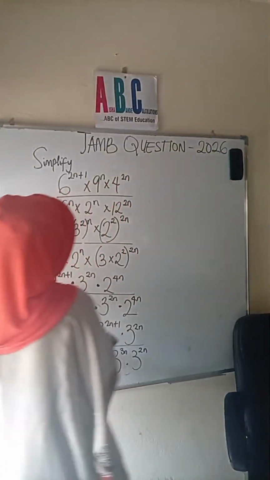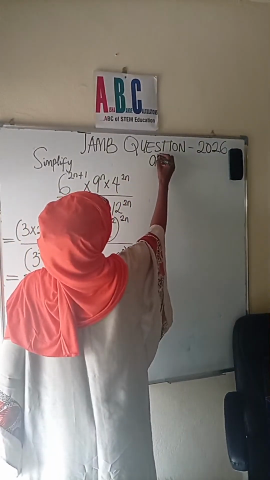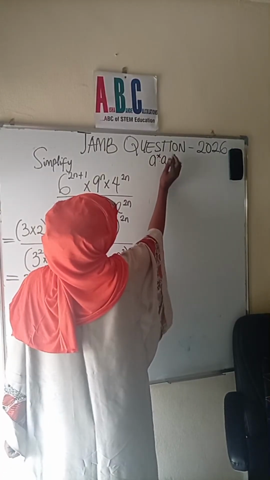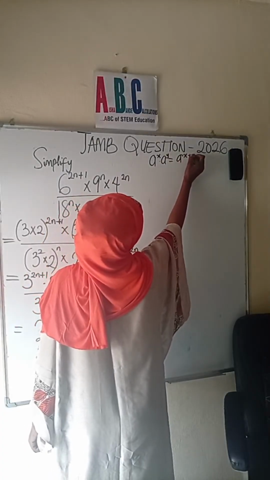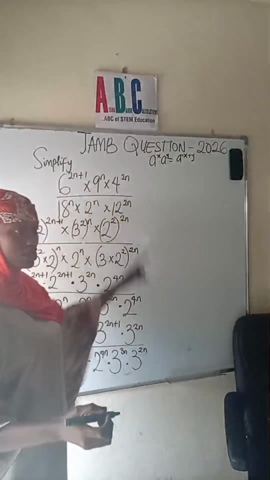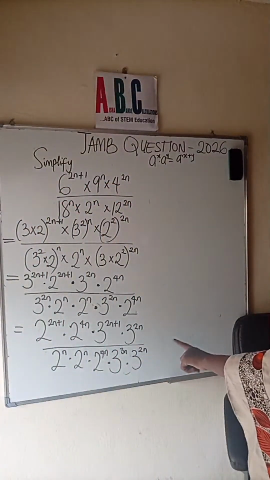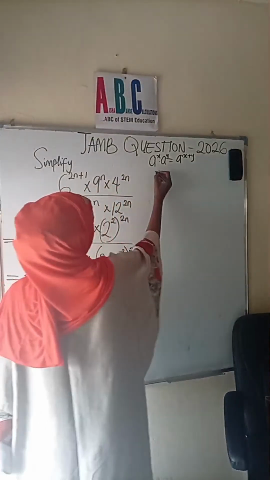So now, you know from the multiplication law of indices, if you have a to the power of x times a to the power of y, this is the same thing as saying a to the power of what? x plus y, right? So we're going to apply that same rule here. The bases are equal. So this is base 2. So we pick the base 2.